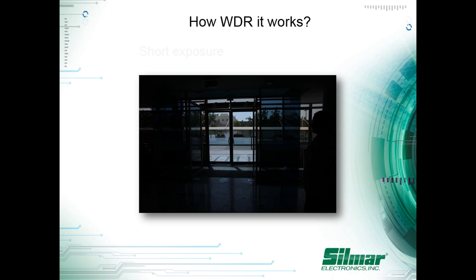Now, how does wide dynamic range work? Well, wide dynamic range works by taking 3 exposures. A short exposure, as you can see on the screen, shows you what's happening outside in great light and great detail. But the problem with the short exposure is that inside, being that there's less light, it comes out very dark.